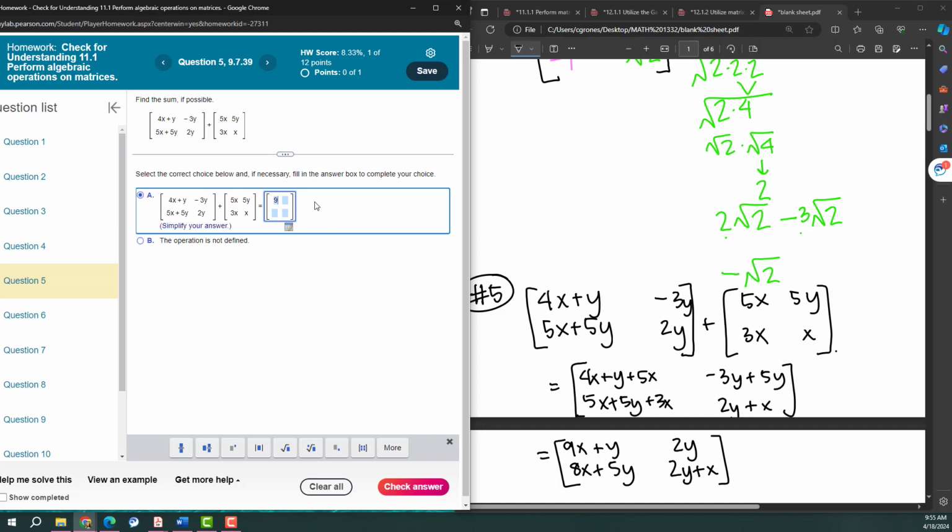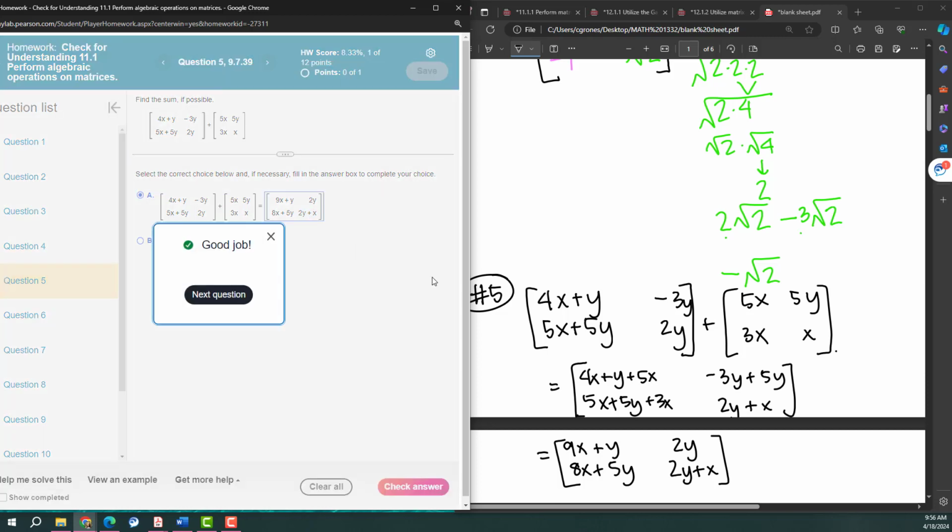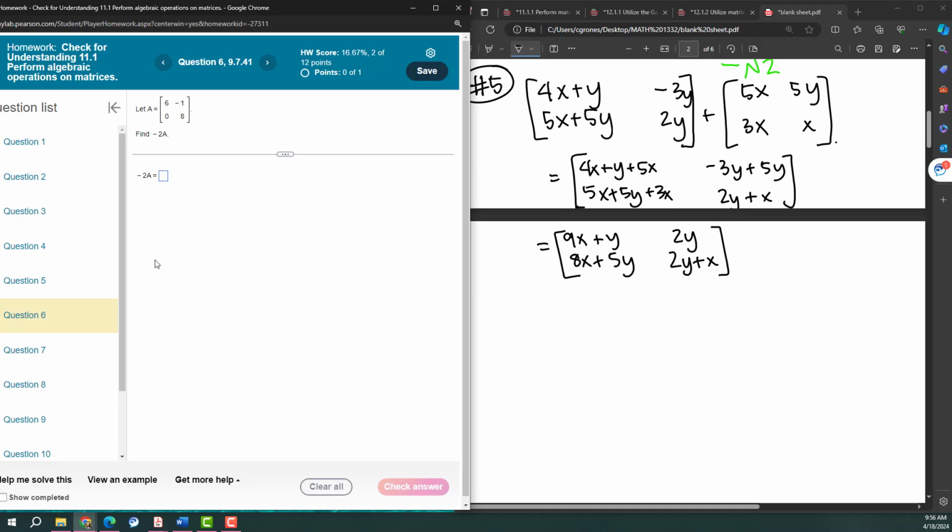So let's see, 9x plus y, 2y, 8x plus 5y, and then let's see if order matters. We'll do 2y plus x. Great. So order should not matter on these. All right, and then also there's going to be one like this. So number 6.